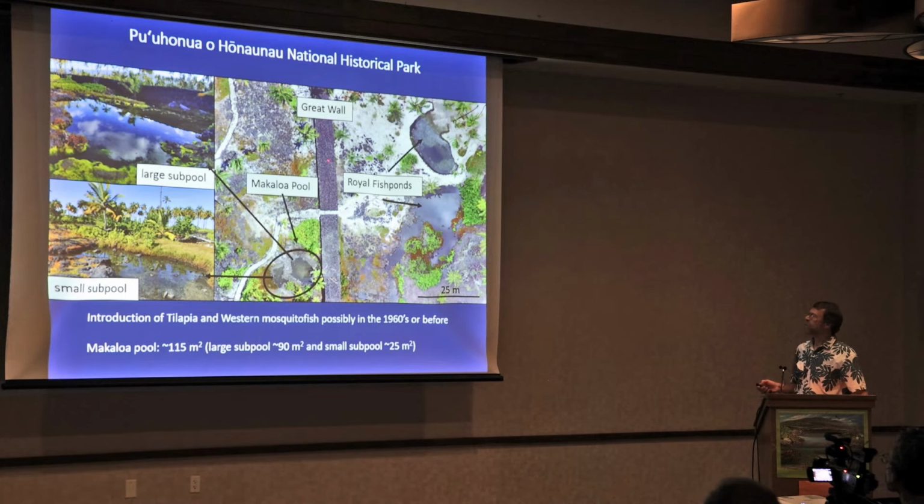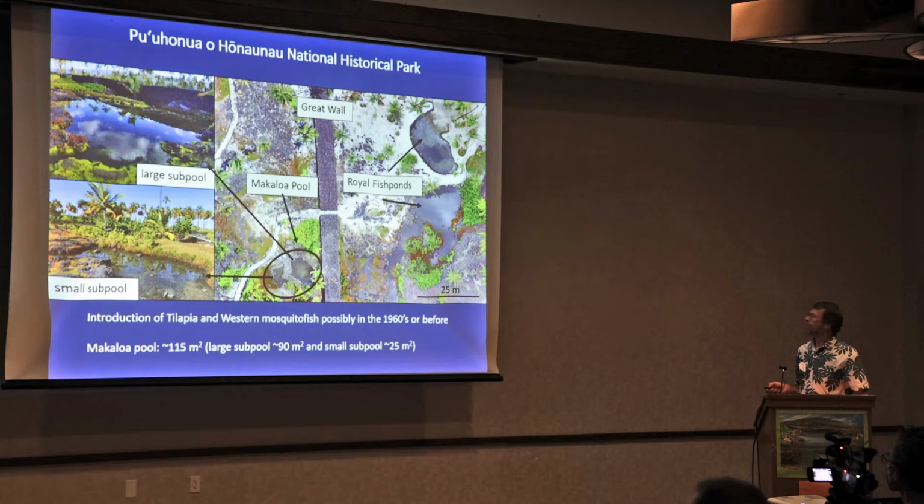This is the Great Wall, which is about 4 meters across, and it's kind of this expertly dry rock masonry. It's pretty stable, but it also is a little bit porous. And then this is the Makaloa pool that we treated, and the Makaloa pool is divided by two sub-pools called large and small. And at high tide, these are connected. At low tide, they're separate.